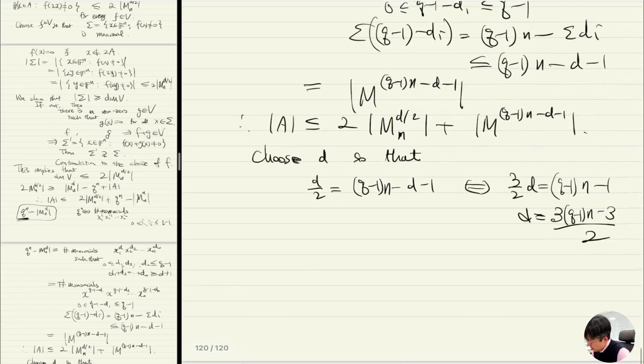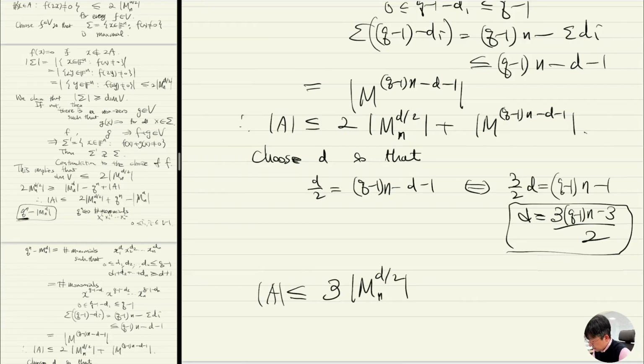All right, I mean it's less than 3q minus 1 n over 2. Yeah, let's simplify. Let's ignore minus 3. So then the size of A is less than or equal to twice... So if I use this d, this particular d, then both of them will be equal. So it's going to be 3 times m and d over 2.